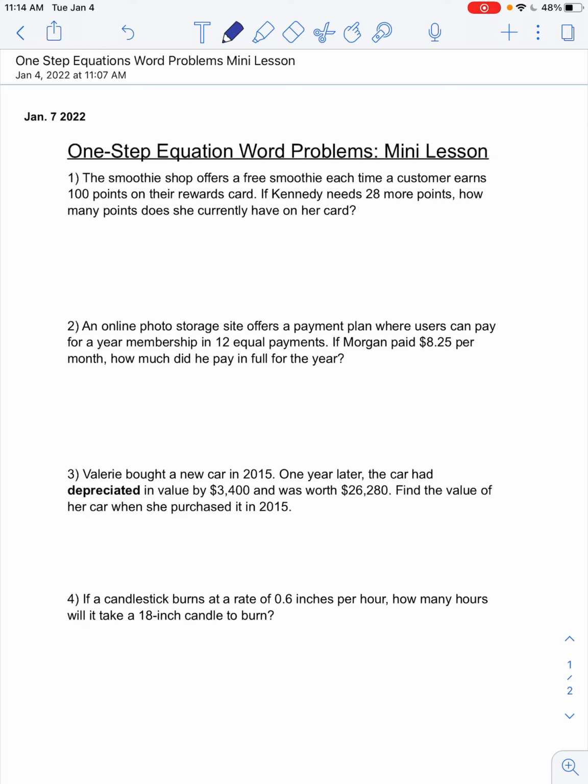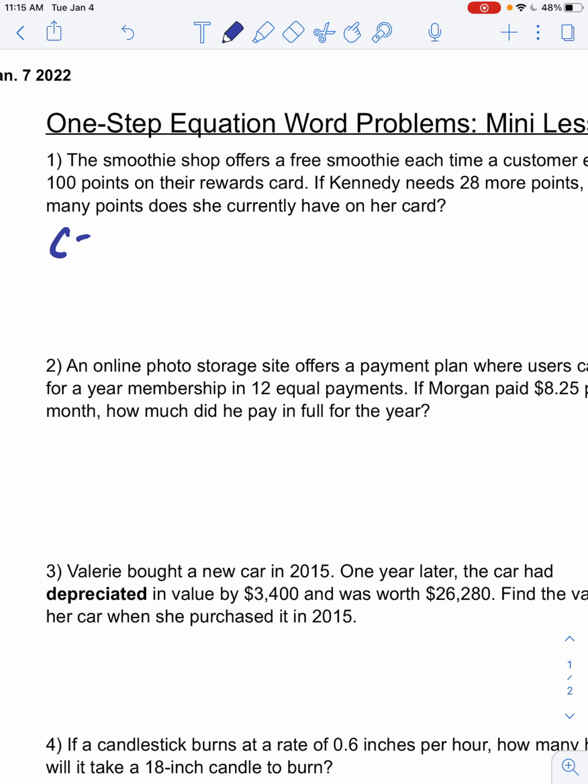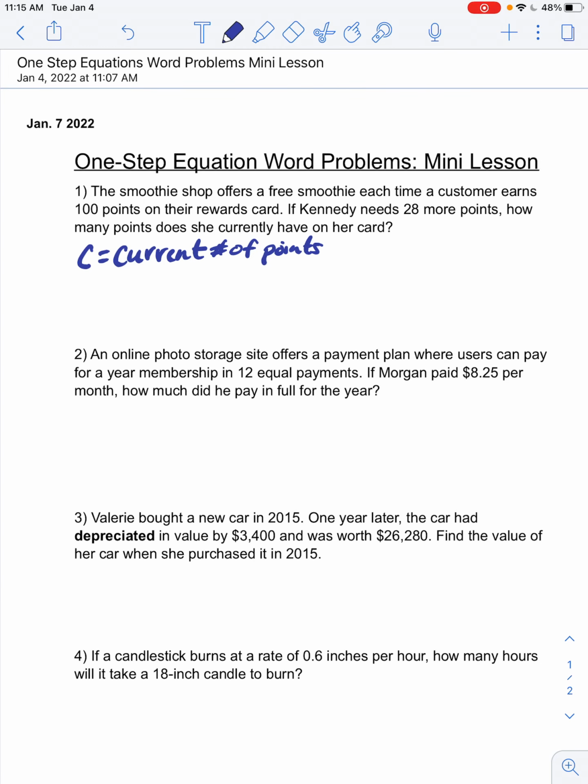So number 1 says the smoothie shop offers a free smoothie each time a customer earns 100 points on their rewards card. If Kennedy needs 28 more points, how many points does she currently have on her card? So I'm going to let C equal the current number of points, and then use C to come up with an equation. So she currently has C points, and if she gets 28 more points, then she's going to have 100 points total on her card.